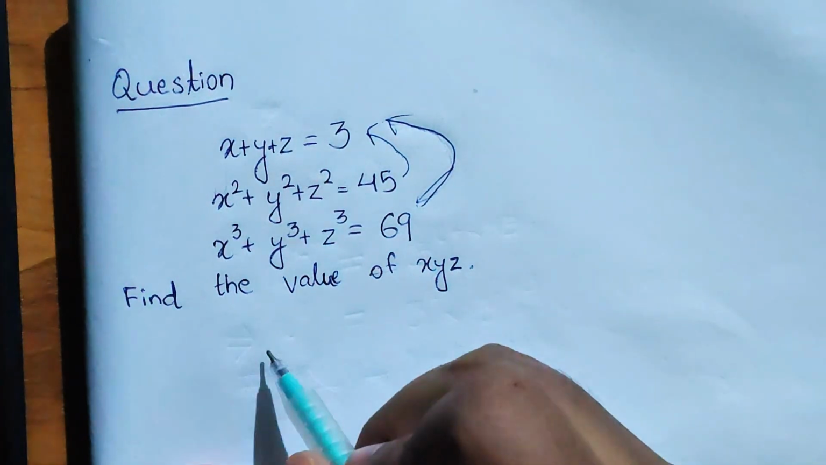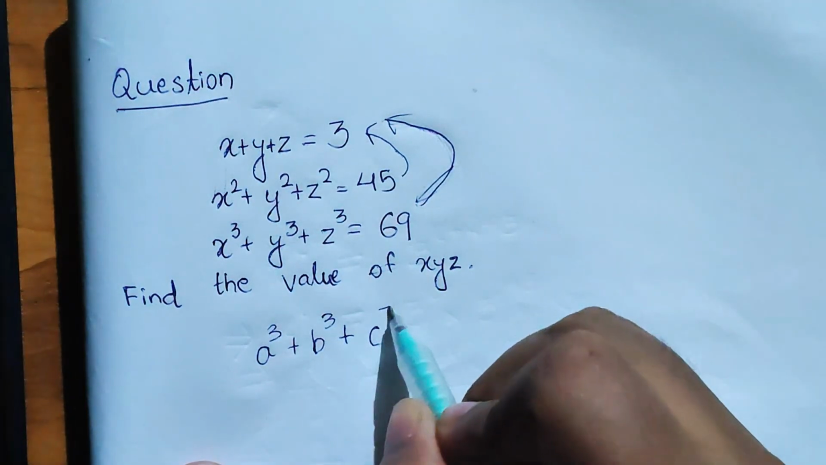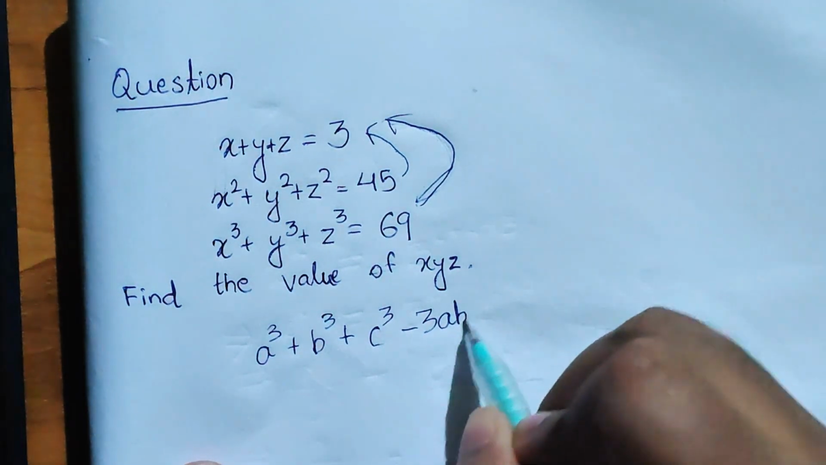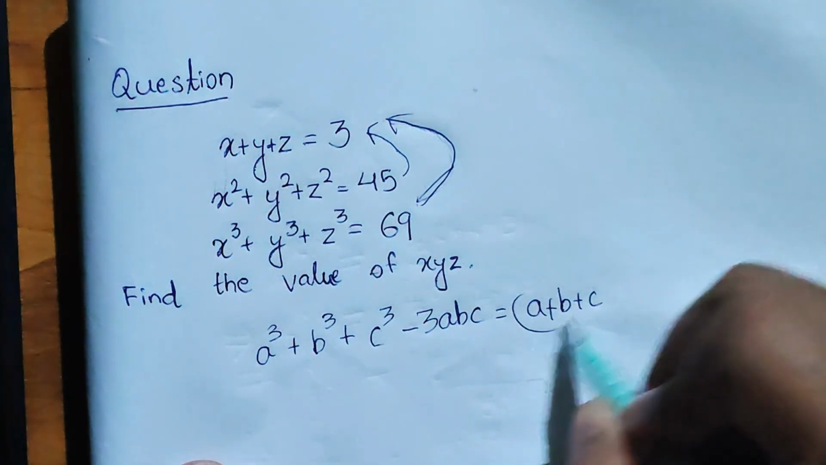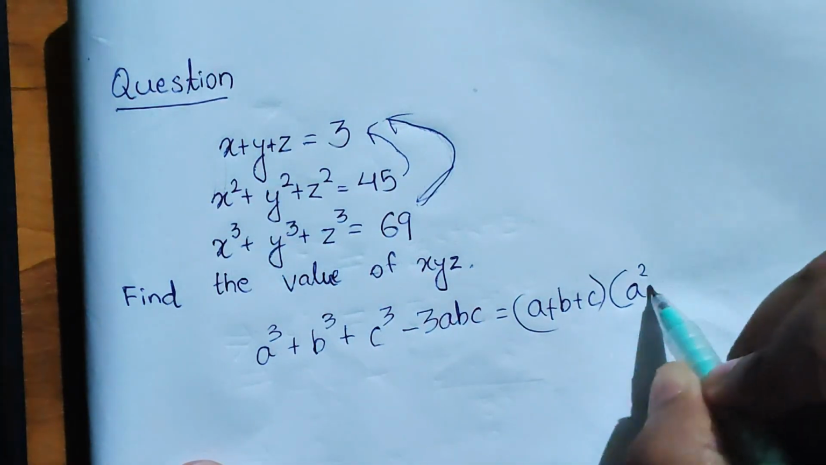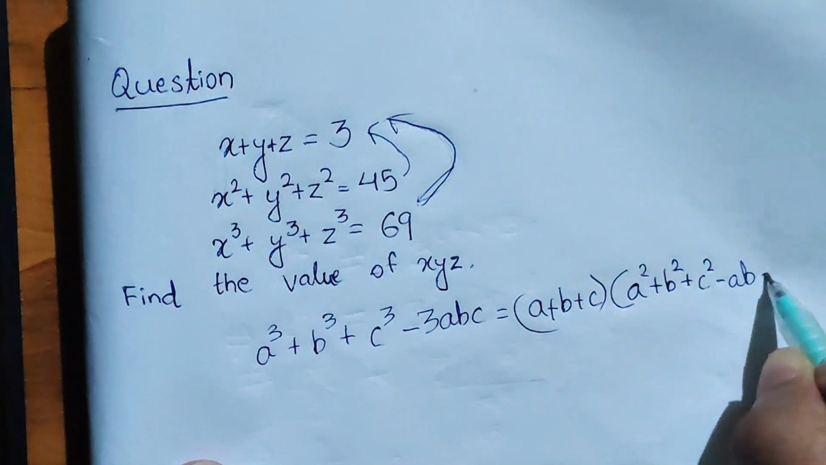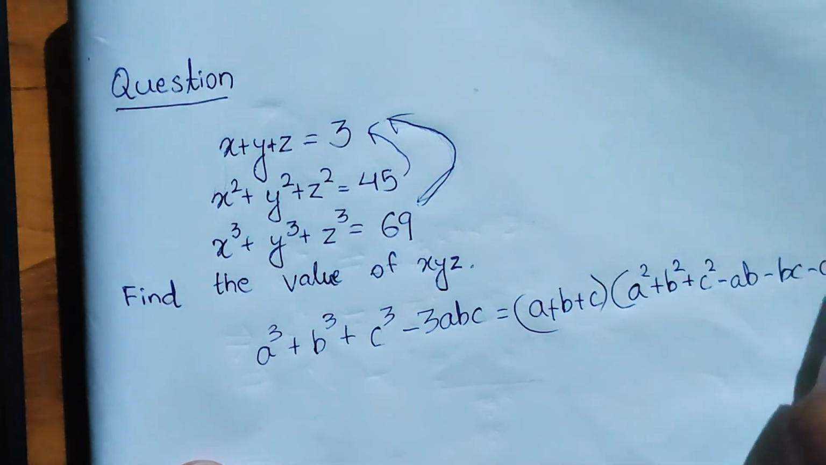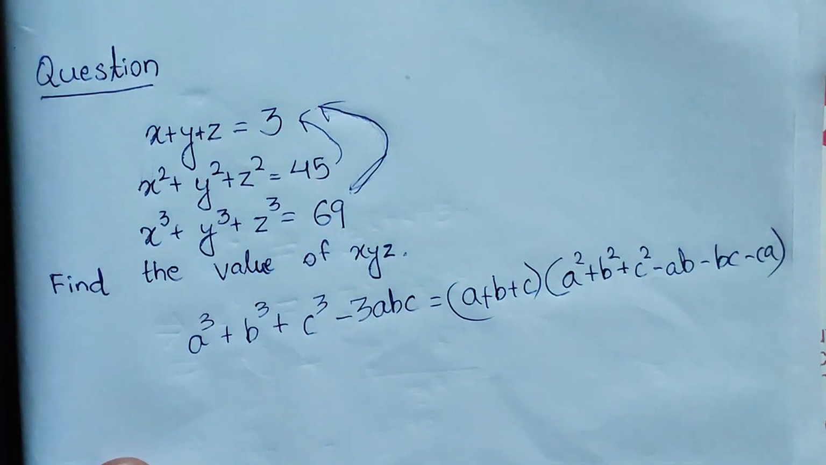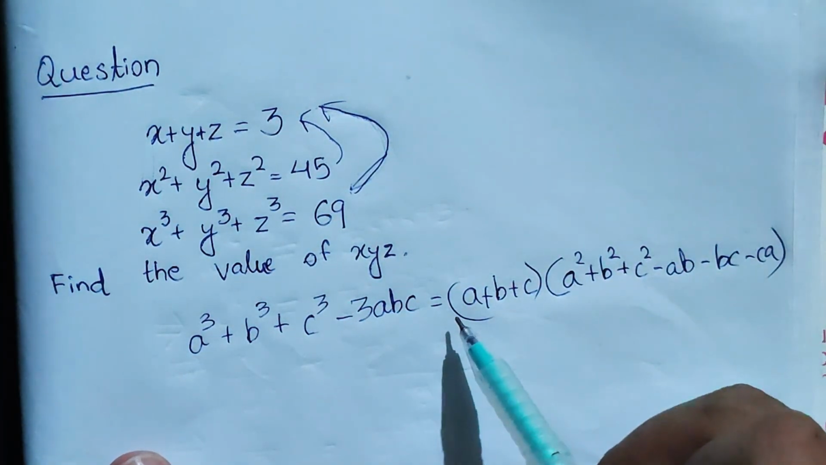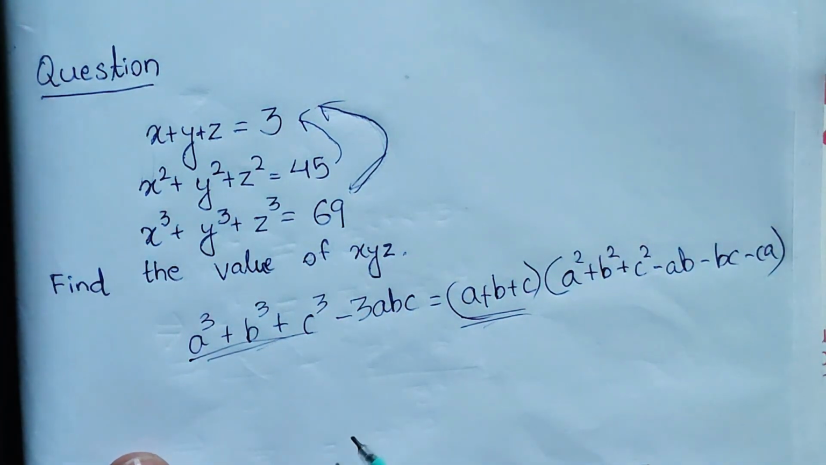So we know that a cube plus b cube plus c cube minus 3abc is equal to a plus b plus c multiplied by a square plus b square plus c square minus ab minus bc minus ca. So this is an identity we are already familiar with, and we have to use this to relate this term with this one.